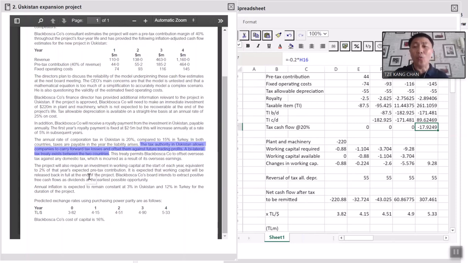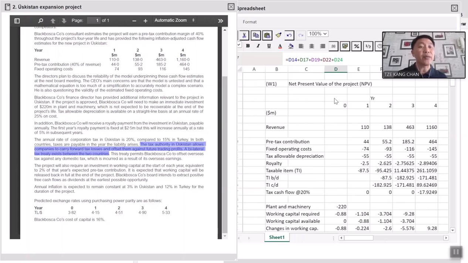Finally, we talk about working capital requirement. According to the information, the working capital requirement is based on 2% of the contributions in the year. So I will then calculate the working capital required, offset by the working capital available, to derive the changes in the working capital representing the cash flow. Let's not forget about recovery of the working capital in the final year. So together with all this cash flow, and let's not forget about reversal by removing the tax allowable depreciation, to derive the net cash flow after tax to be remitted.